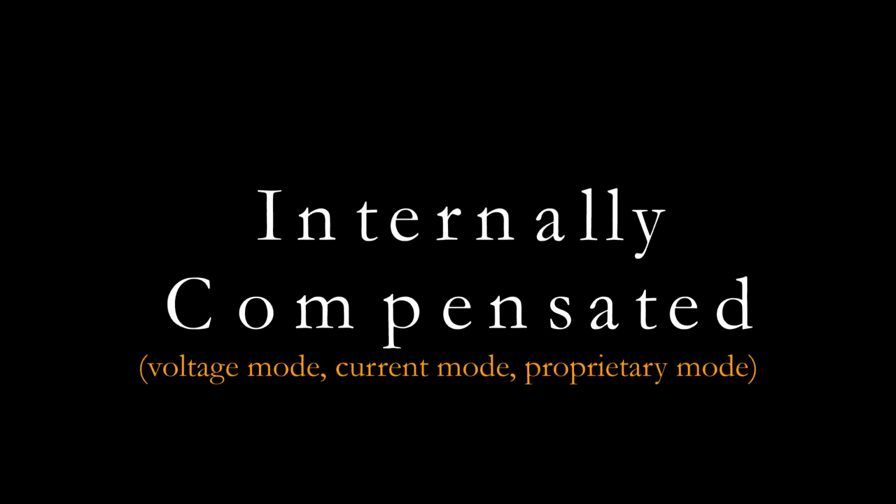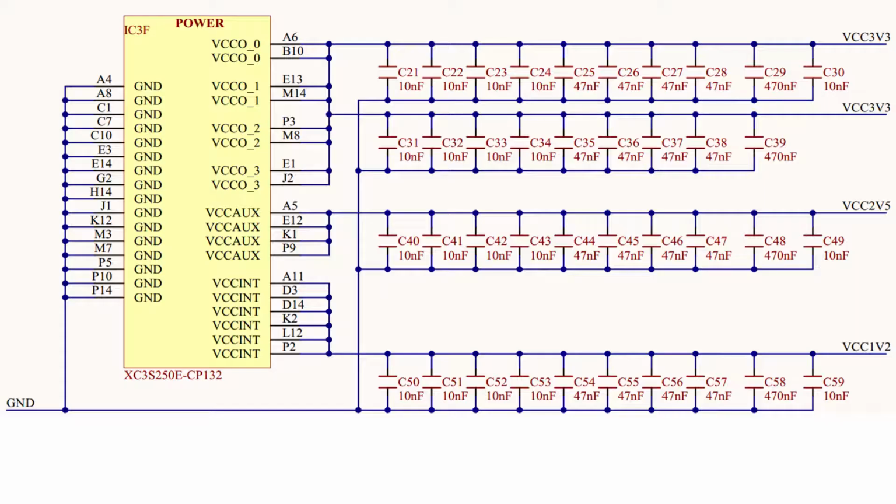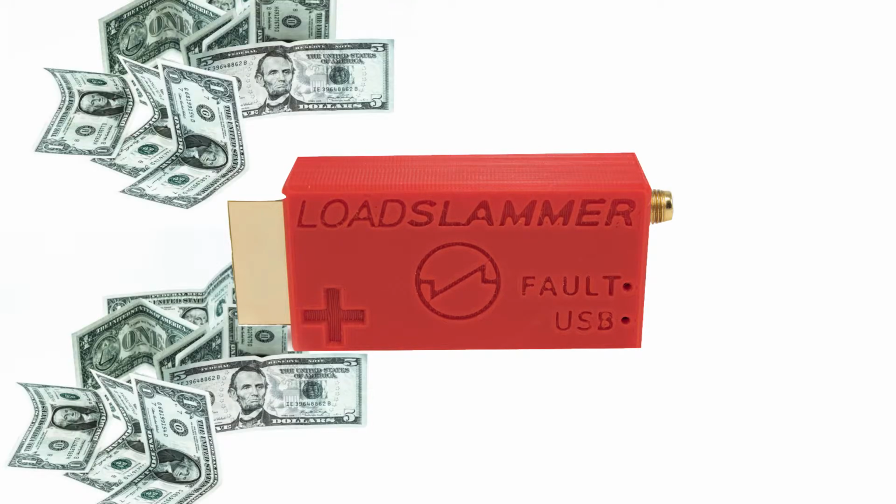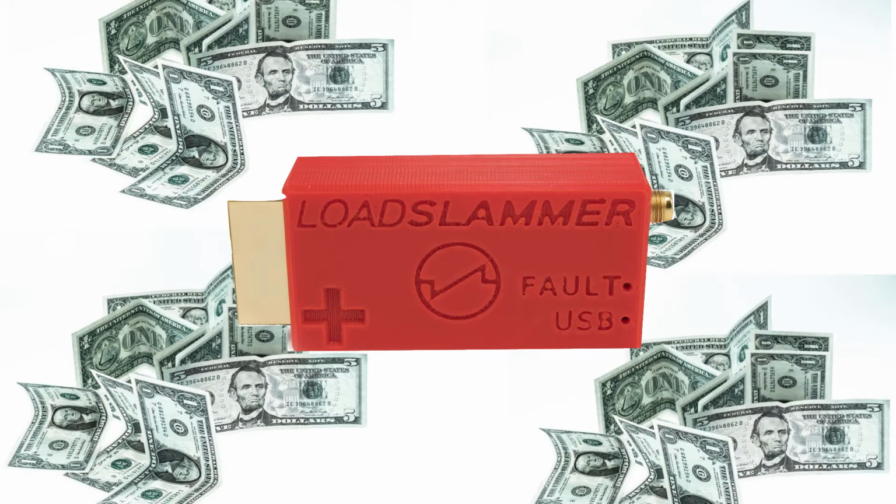For internally compensated converters, voltage mode, current mode, or proprietary mode, reducing output capacitance follows the same method. Always stay within the manufacturer's recommended guidelines. If you can do that, reduce capacitance, and verify good performance, the slammer will have likely already paid for itself.